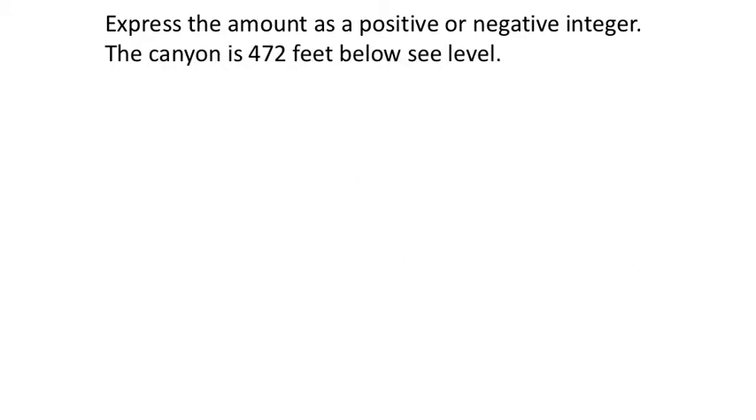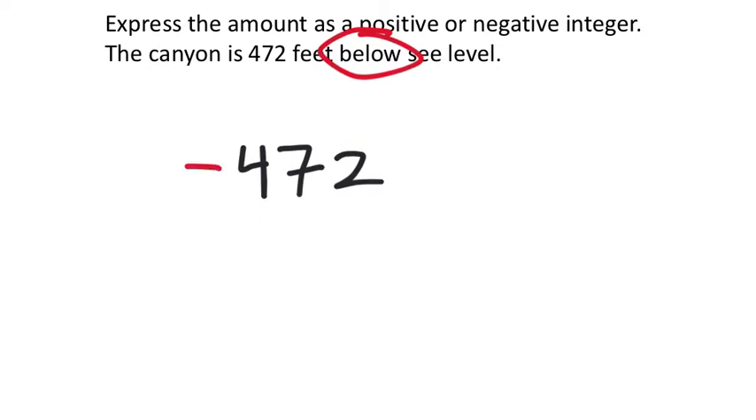Express the amount as a positive or negative integer. Same thing, but this says the canyon is 472 feet below sea level. That we'll get to, but remember the number's not going to change. Still 472. We just got to figure out if the symbol is positive or negative right there. And on this one, we're specifically talking about below sea level, right? Below would indicate that we're below zero, which would indicate that we are in the negatives.